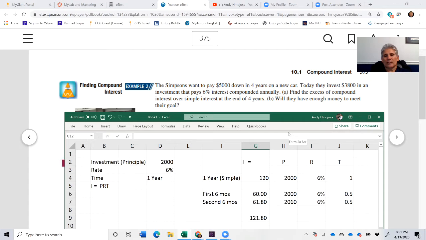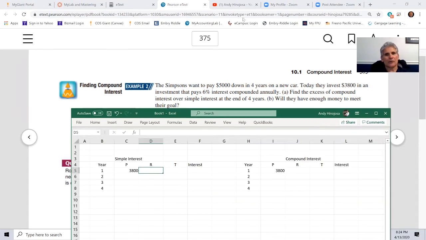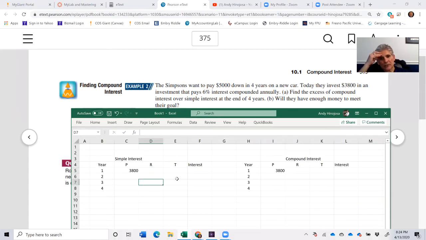So we're going to take a look at how to compute it both in terms of simple interest and in terms of compound interest, and then we'll see if we have enough money at the end to meet their goal. Go ahead and take some time to figure that out. Okay, so we're going to compare simple interest computation to compound interest. We know that the interest is $3,800. So we'll plug that on both sides.